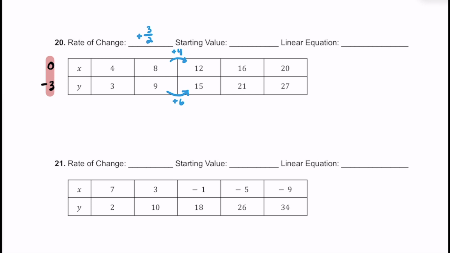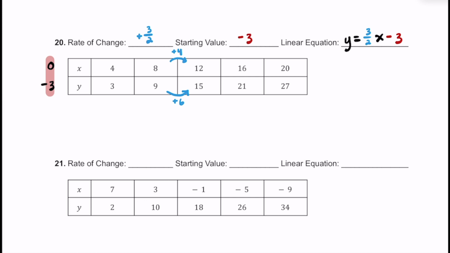So that means that our starting value here, so we see here that x is 0, then our starting value is going to be negative 3 here. So that's going to be our starting value. Okay, so we know that's going to be our m and that's going to be our b. So we can write our linear equation as y is equal to, and we write our rate of change first, which is 3/2, multiplied by whatever x is each time. And then we're going to go ahead and add -3, or we can just say -3. It's okay to write +-3, it's the same thing. All right, if you want to check this, you can totally do that by just checking with any column here.